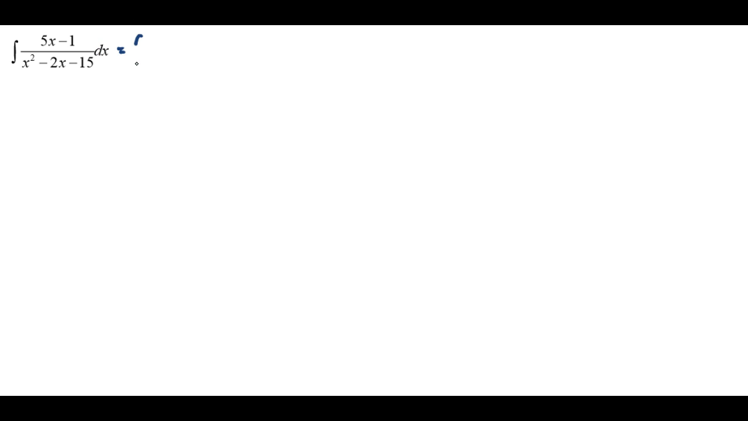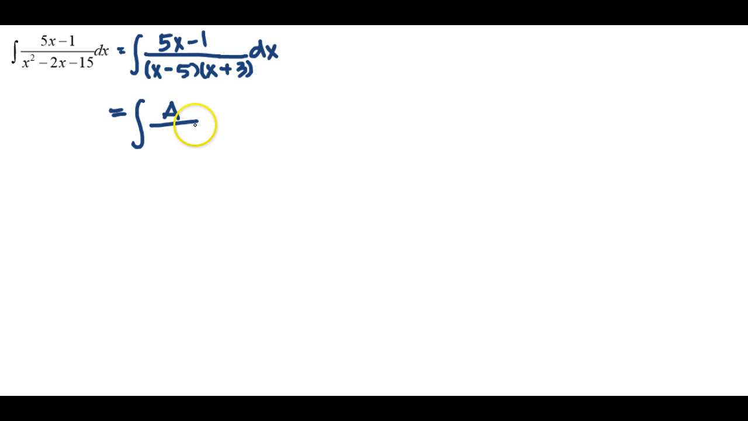I'm going to have to factor that denominator, so 5x - 1 over, if I factor the denominator, I'm going to get (x - 5)(x + 3) dx. So now this is going to become the integral of some A that we're searching for over x - 5, plus some B that we're searching for over x + 3. So as long as the denominator factors to two linear functions, we put a constant above each linear function.